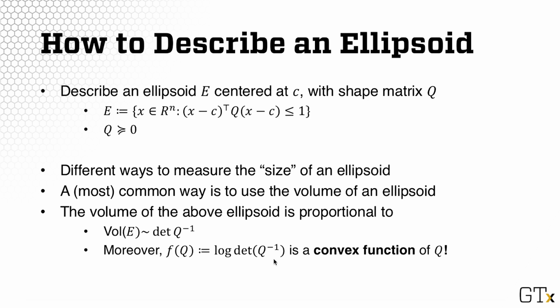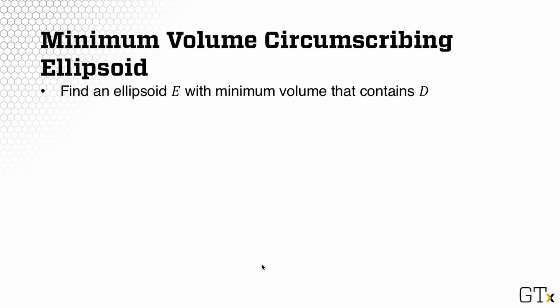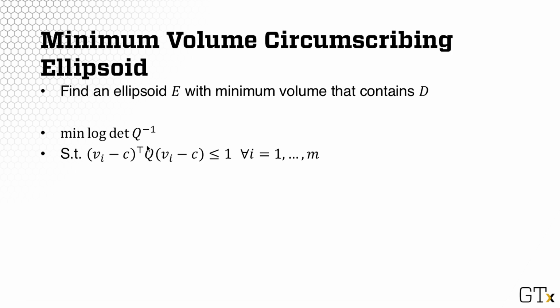So log determinant of Q inverse is equal to the negative of log determinant of Q. So if log determinant Q inverse is convex, that means log determinant of Q is concave. All right, so now we can minimize the volume of a circumscribing ellipsoid, or a containing ellipsoid, by minimizing its log determinant Q inverse subject to this.